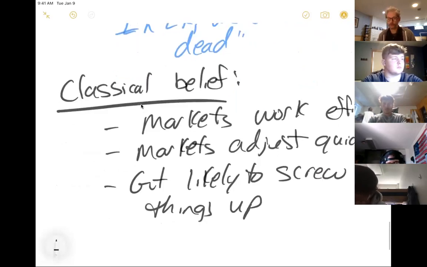That the government, of course, is more likely to screw things up as opposed to getting them right. That would be kind of the classical belief on this. And so you can see you have two different perspectives here. The Keynesian or the more liberal, politically liberal approach toward dealing with recessions. We're going to talk more about that here in a second. Or this classical belief, right, that markets work efficiently.